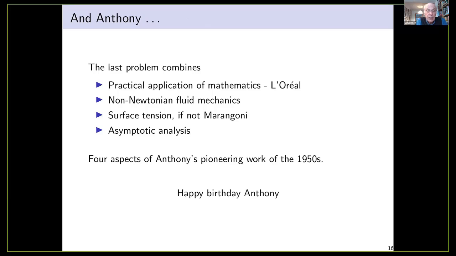This last problem of the de-wetting has 4 interesting features. It has an application to the real world. The thesis was sponsored by L'Oreal. It has non-Newtonian fluid mechanics. It has surface tension. Sorry, it doesn't have Marangoni effect, but it has surface tension. And it has an asymptotic analysis. All these 4 features are very much aspects of Anthony's pioneering works in the 1950s, and it's inspiring. He inspired us then, and he's inspiring us today. So happy birthday, Anthony.